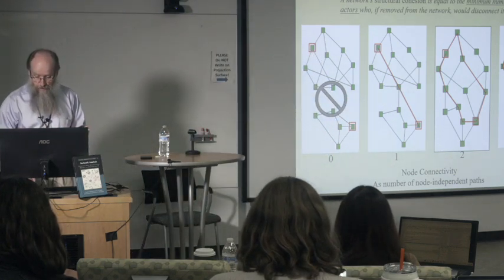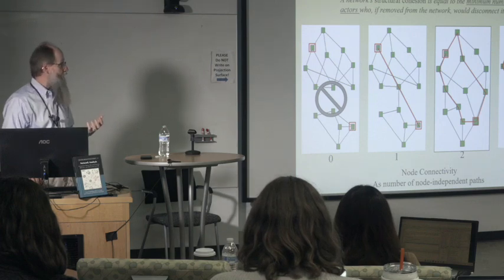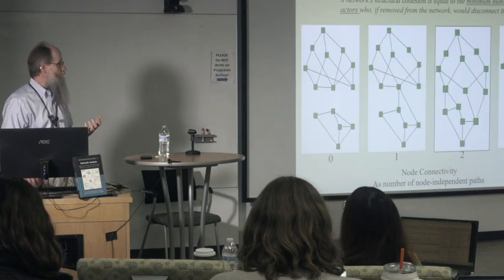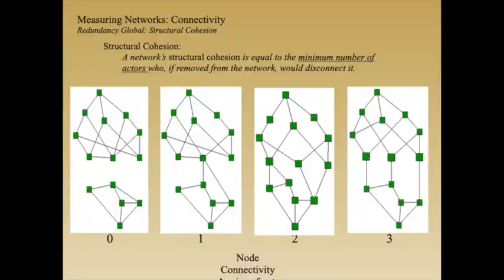So as a general principle, the higher the connectivity of the network, the easier it is for things to flow through that graph, because nodes can't stop something from moving. Does that make sense? Awesome.